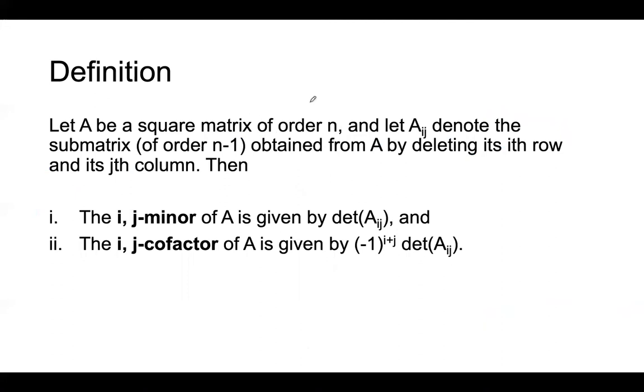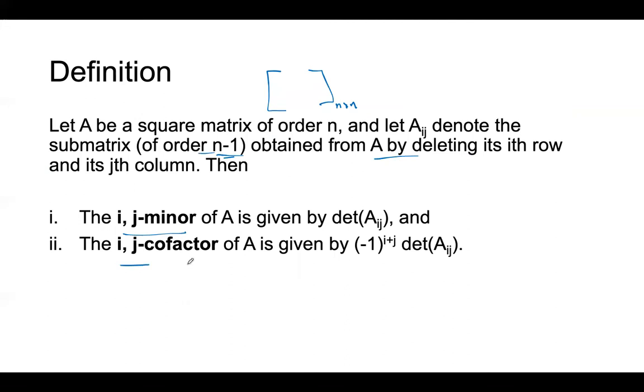Now let A be a square matrix of order n. So we have a square matrix, order n. And let Aij denote a submatrix of order n-1. So it's removing a row and a column somewhere, so the order will be 1 less, obtained from removing that specific row and column, the ith row and jth column. Then the ij minor has a special name. It's called the determinant of that submatrix.